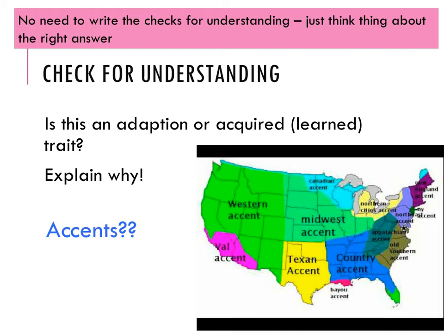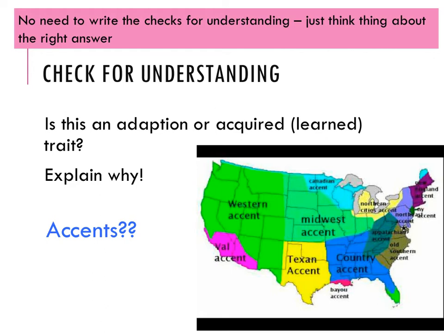So we're back here. That is it for our notes today, guys. And in the pink box, you can see I said no need to write the checks for understanding. Just think about the right answer. So check for understanding. Is this an adaptation? So did nature select for it? Or is this an acquired, which means learned trait? Explain why. So think about accents.